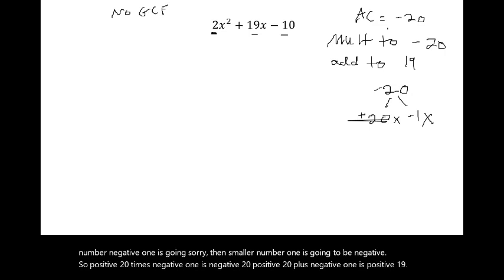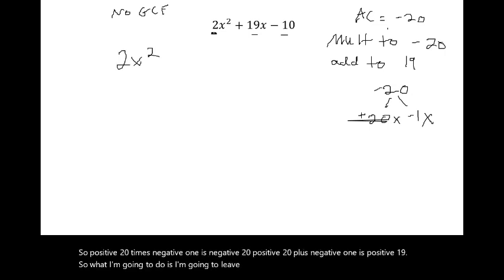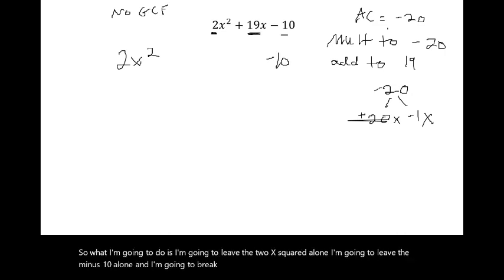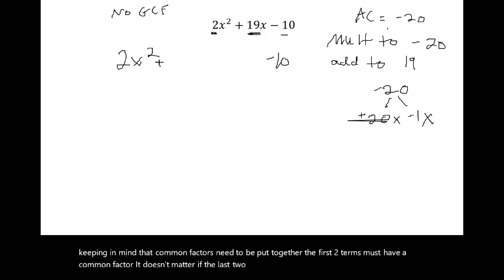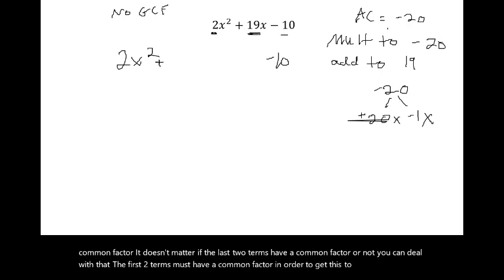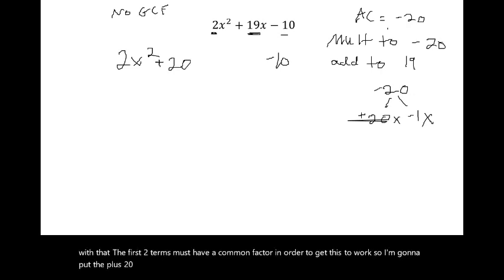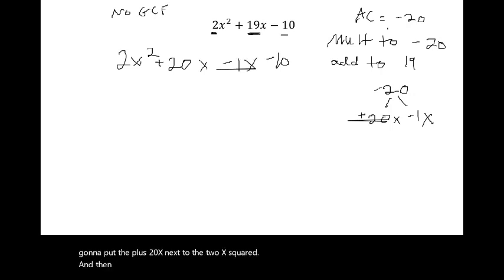So what I'm going to do is leave the 2x squared alone. I'm going to leave the minus 10 alone. And I'm going to break up this middle term into the sum of 20x plus negative 1x, keeping in mind that common factors need to be put together. The first two terms must have a common factor. It doesn't matter if the last two terms have a common factor or not. You can deal with that. The first two terms must have a common factor in order to get this to work. So I'm going to put the plus 20x next to the 2x squared, and then I'm going to put the minus 1x next to the negative 10.